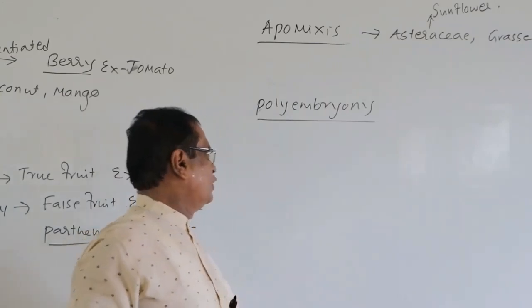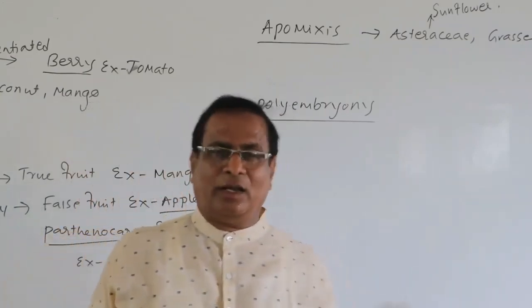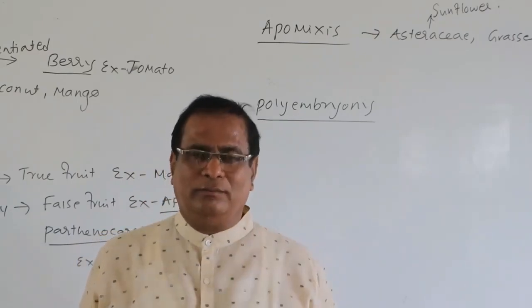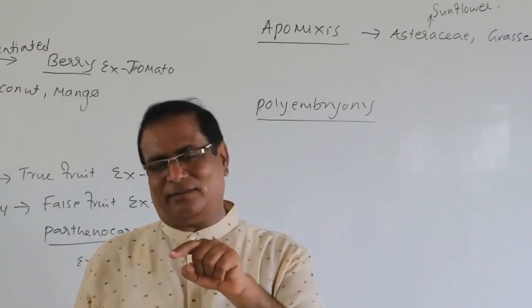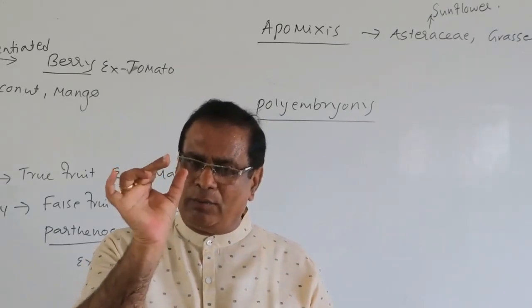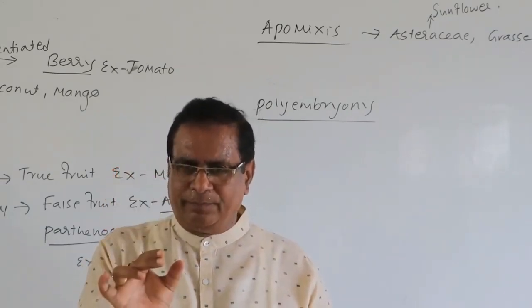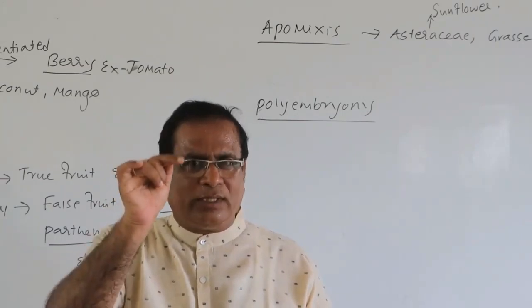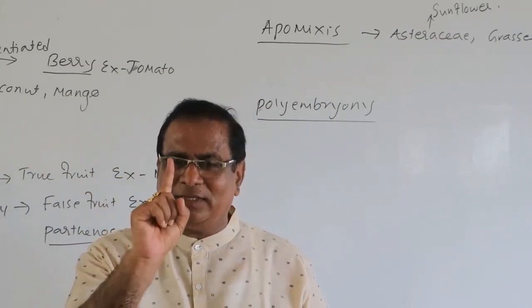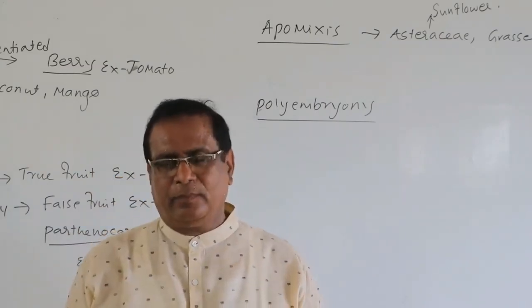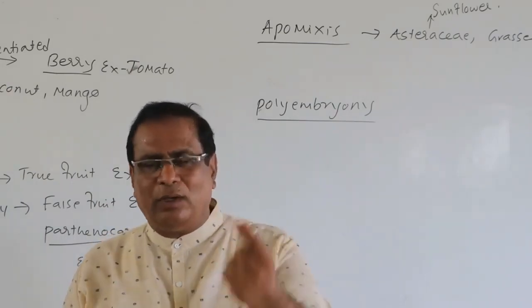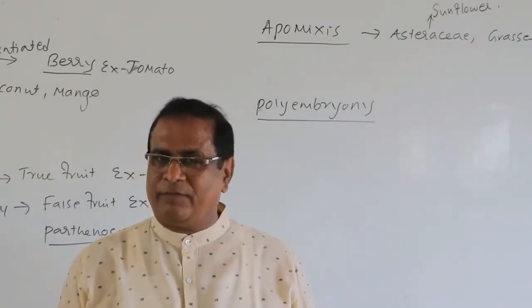And the next one is polyembryony. Already we know that in a single ovule there is a single embryo sac with a single egg cell. If you say one ovule, in that ovule there is a single embryo sac. In that single embryo sac there is a single egg cell. So from that one ovule we have one seed after fertilization.